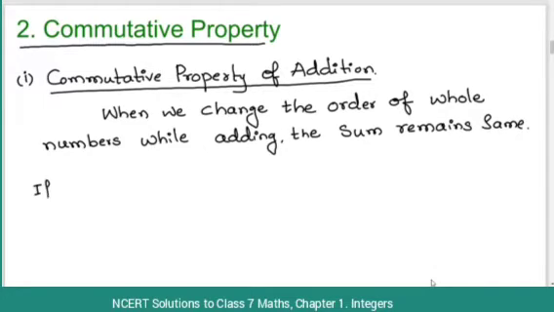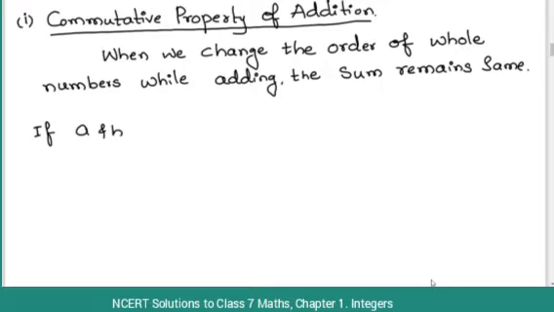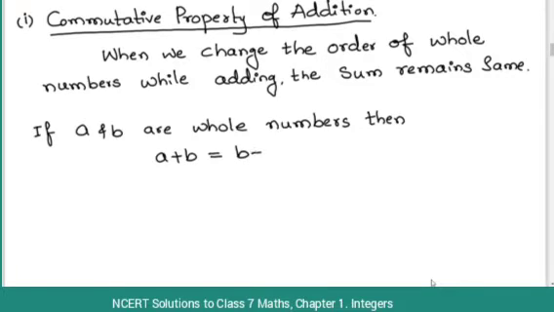I will take an example. If A and B are whole numbers, then under the commutative property of addition, A plus B is equal to B plus A. 3 plus 2 is equal to 2 plus 3. Even 8 plus 2 is equal to 2 plus 8.